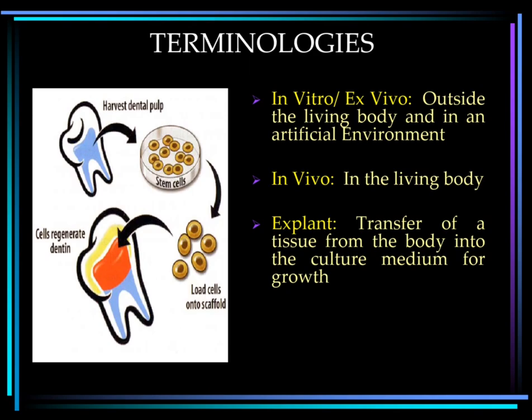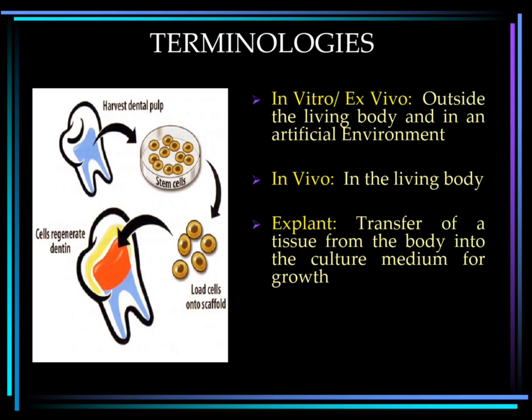So, let's go on to some other terminologies used in this chapter. What are these terminologies? You would encounter these terminologies. One is, what do you mean by in vitro or ex vivo? It means outside the living body and in an artificial environment. In vivo: studies conducted inside living organisms.